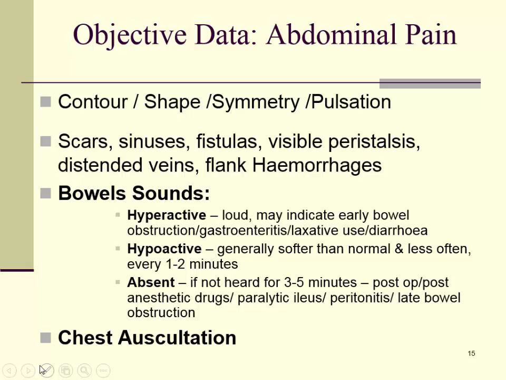And auscultate the chest too. I know we're looking at the abdo area, but auscultate the chest, and if bowel sounds are heard in the chest area, it's usually an indication of a diaphragmatic rupture with a herniation of the stomach or small bowel into the thoracic cavity, which again would be another surgical abdomen, and obviously you'd be referring on.